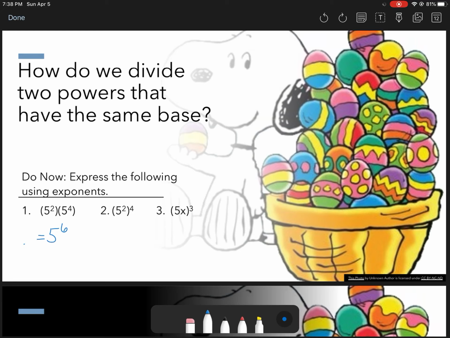Number two is a little bit different. We have 5 to the 2nd power raised to the 4th power. Remember that this means 5 to the 2nd times 5 to the 2nd times 5 to the 2nd times 5 to the 2nd. And the shortcut is simply to multiply the exponents, which gives us 5 to the 8th power.